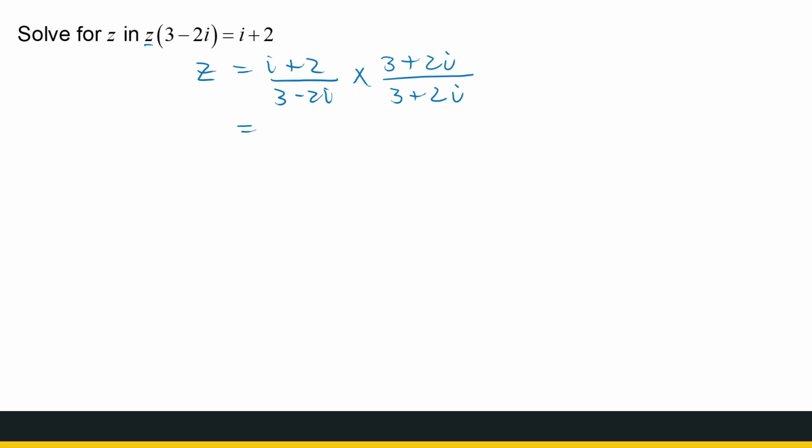All right, so my numerator, let's start with the denominator. It's 9 plus 4, so that's 13. That's a nice one. The numerator, I've got my real portion is 6 minus 2, so it's 4, plus my imaginary portion, we've got 3i plus 4i is 7i. And there we go. We can write that as 4 over 13 plus 7 over 13i.